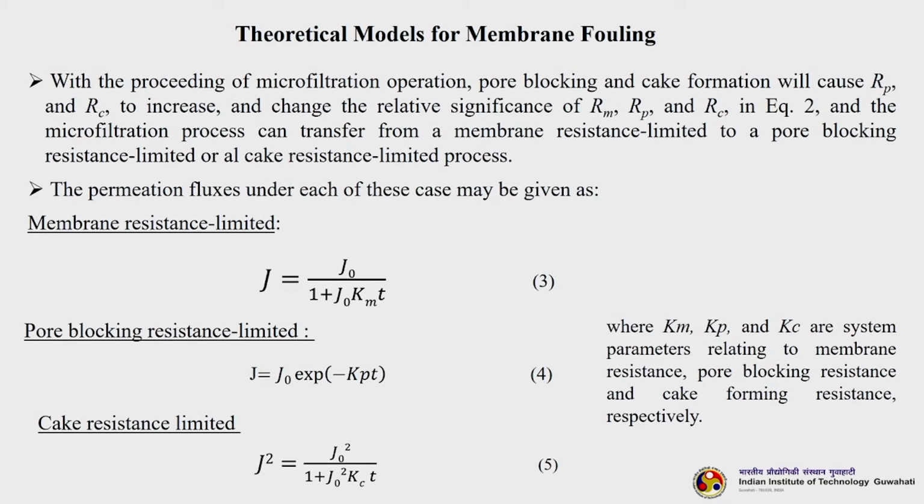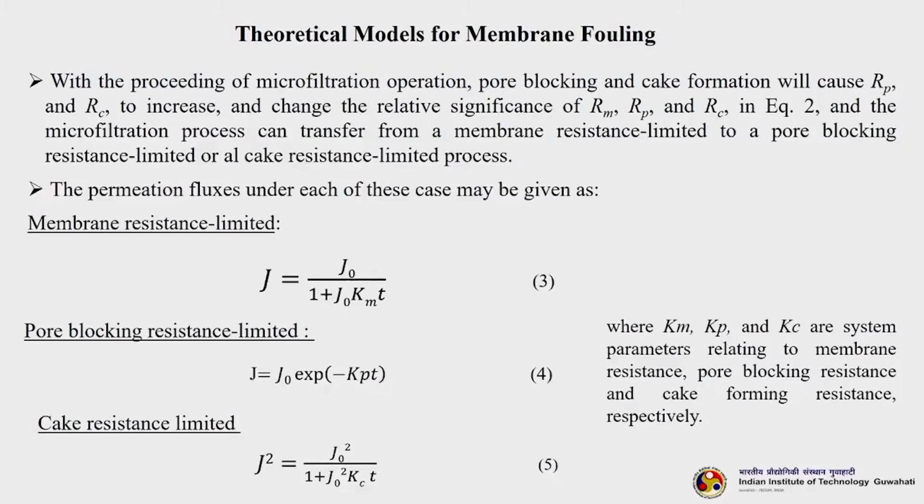Okay. So, with the proceeding of the microfiltration operation, pore blocking and cake formation will cause Rp and Rc to increase. Once you start the process, slowly the solids will build up on the surface of the membrane. So, the resistance due to pore blocking as well as resistance due to the cake will increase, or their contribution will increase basically, and change the relative significance of Rm, Rp and Rc in equation 2, and the microfiltration process can transform from a membrane resistance limited to a pore blocking resistance limited or a cake resistance limited process.